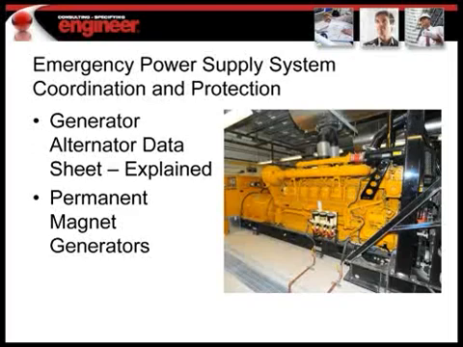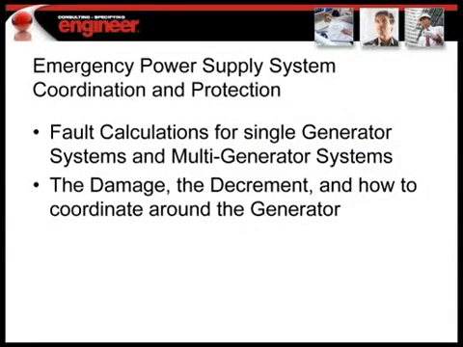We're going to talk a little bit about permanent magnet generators and what kind of effect they have on your protection and coordination. Then we're going into fault calculations for your generators, how to take that alternator data and calculate the fault for your generator, and also look at how that impacts a multi-generator system. And finally, we're going to go into the actual coordination of the protection with the generator. That includes the damage curve, the decrement curve, and how to really lay out your breakers so that they allow the system to function properly.